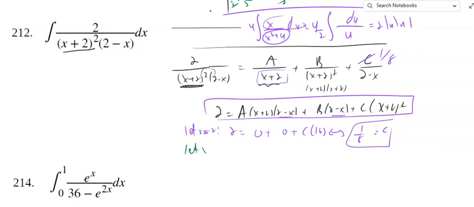Let x equal -2. What would happen? A -2 there will make that a 0. B, a -2 there, 2 minus a -2 is 2 plus 2. And a -2 there will make that a 0. By the way, that is 1/8. So if I have 4b equal 2, b will be 1/2.